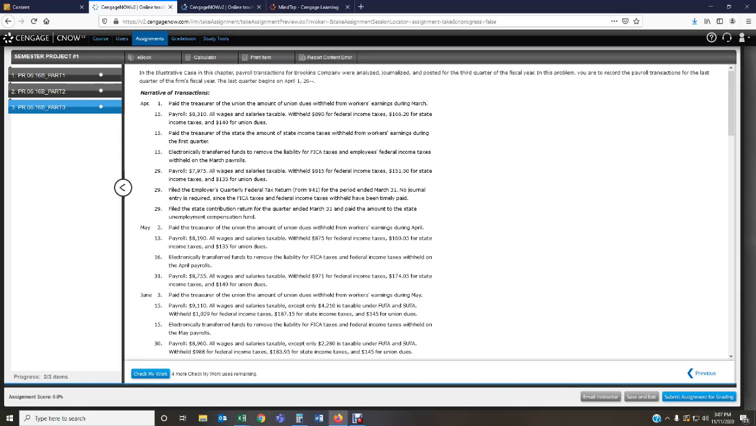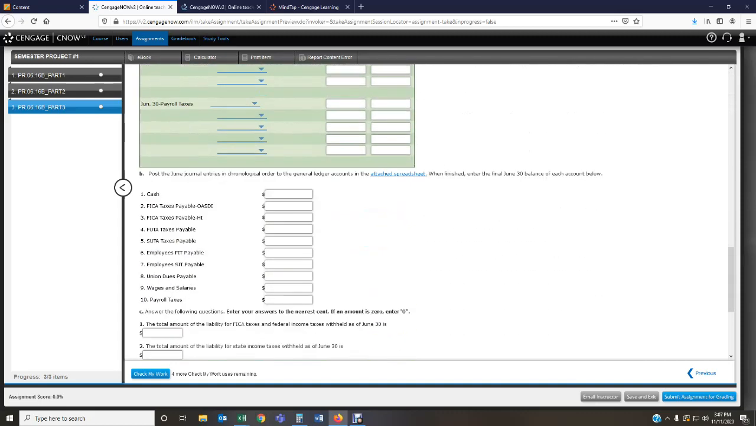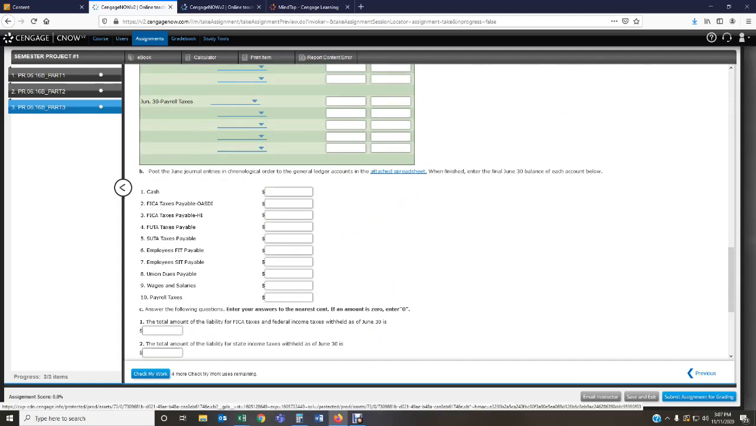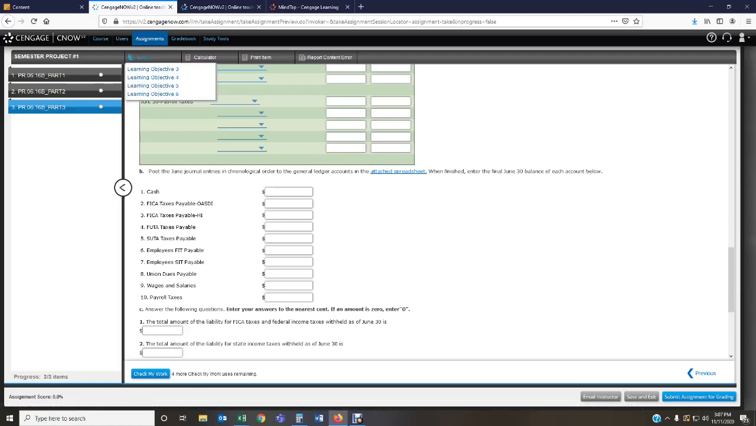But once you're done with the journalizing process, you do have to refer to the third tab, which is where you're going to find the attached spreadsheet in part B to be able to transfer the information from your journals to your ledger. Now, this particular problem covers learning objectives 3, 4, 5, and 6 from chapter 6. So it covers a lot of the objectives of the things that we've learned in chapter 6.